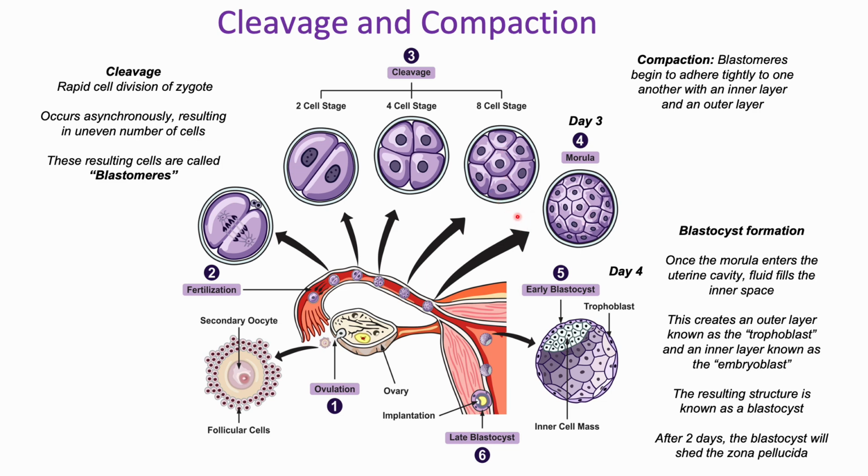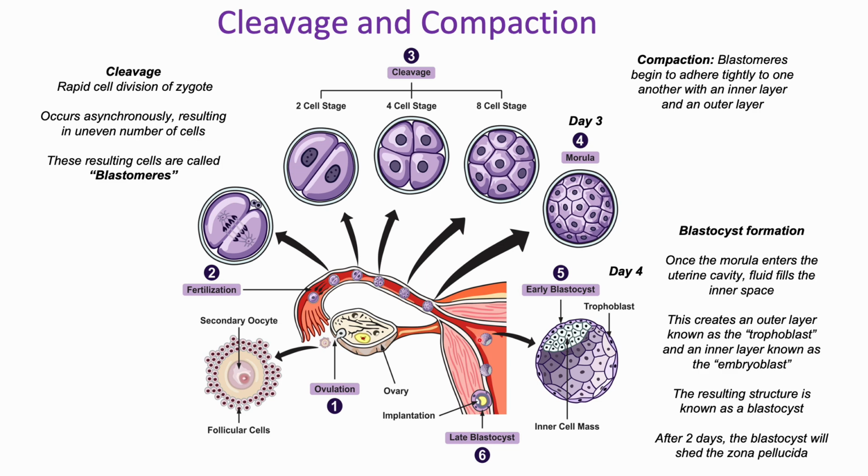Now, eventually, around day 3, when we're around the morula stage, or just before, we're going to have something called compaction. This is when the blastomeres are going to adhere tightly to one another, and when this happens, you're going to form an inner layer and an outer layer. This is going to be important, as you'll see in just a moment. So again, this happens around day 3. We have the morula phase. We've now gone through the fallopian tube, and we're getting ready to go into the uterus.